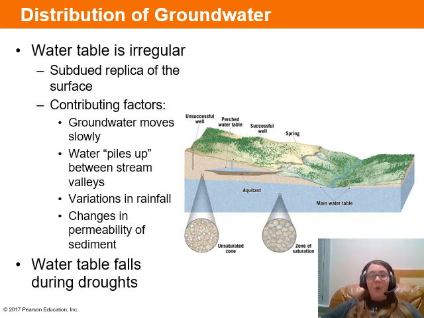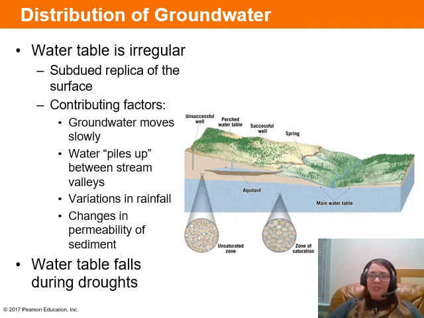But just like water flowing down a hill, we see that groundwater also flows downwards. It's always going to move from higher elevations down to lower elevations. But we're going to see that whenever our water table intersects with the surface of our planet, we're going to see streams or rivers starting to develop.